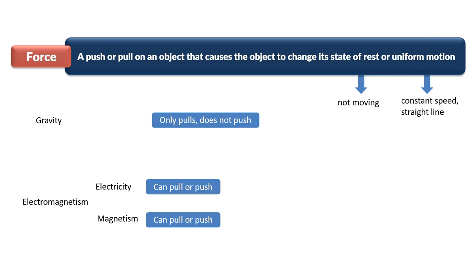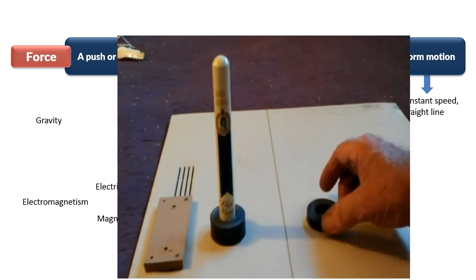Magnetic poles can also push or pull, that is, attract or repel. Like poles repel, just as like charges do, and opposite poles attract each other, just as opposite charges do. This clip shows ring magnets repelling each other.